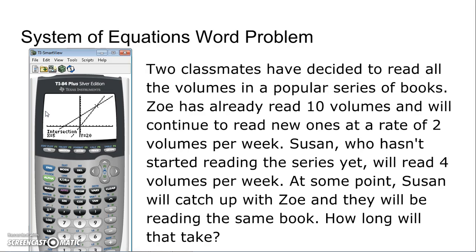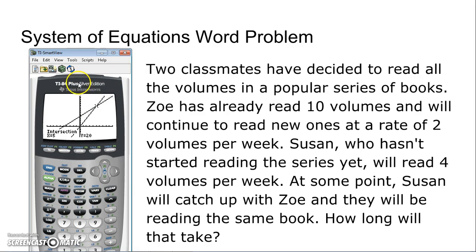But what does that mean in the context of the problem? What does that mean in the real world situation? That means that after 5 weeks, they have both read 20 books. And after that, depending on how many books are in this series, I don't think I've ever read 20 books for a series, Susan is going to always be ahead. You can see her line gets taller there.